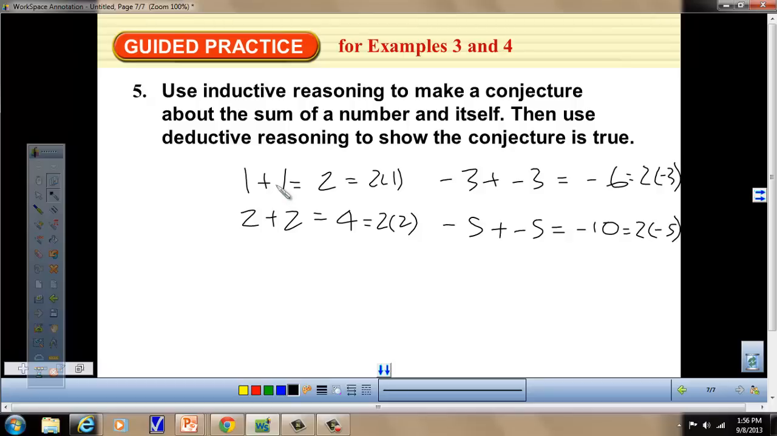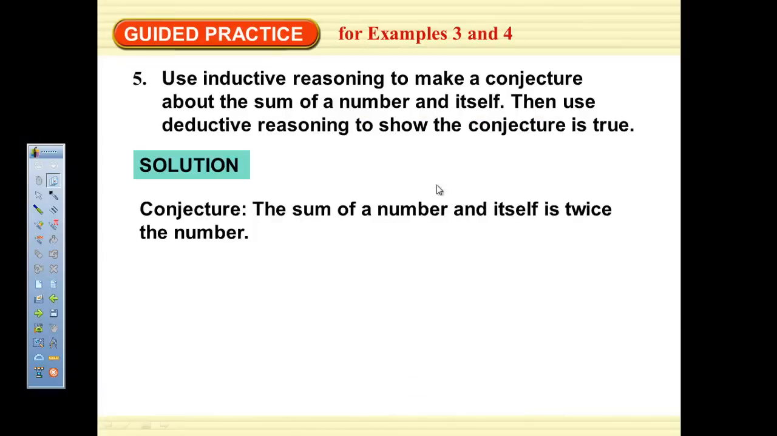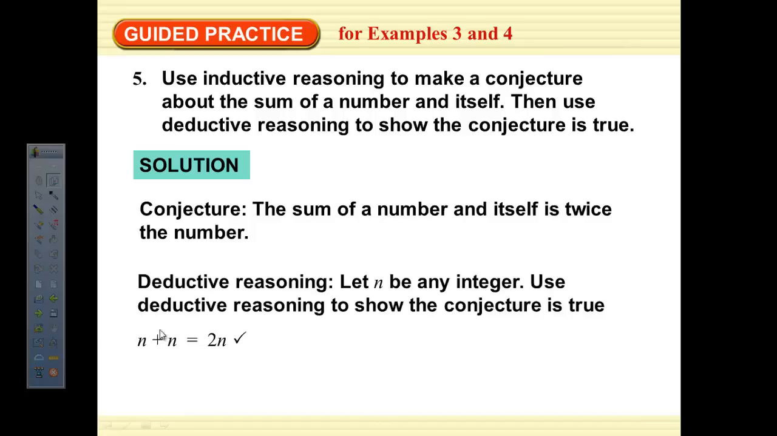And then for deductive reasoning, what we would do is we would say n represents a number, and we would state that n plus n equals 2n. Therefore, no matter what this number is, it's always going to equal twice what the number is. So if we look again, the sum of a number and itself is twice the number. That's the conjecture we could make with inductive reasoning. And then to prove it's true all the time, we just say n plus n equals 2n, which shows that it's always twice the number.